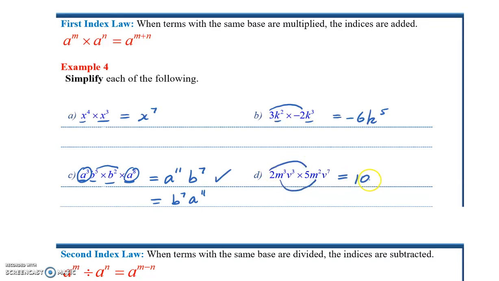m cubed and m squared, if we add the 3 and the 2, makes 5. And v cubed and v to the 7, 3 plus 7 is 10.